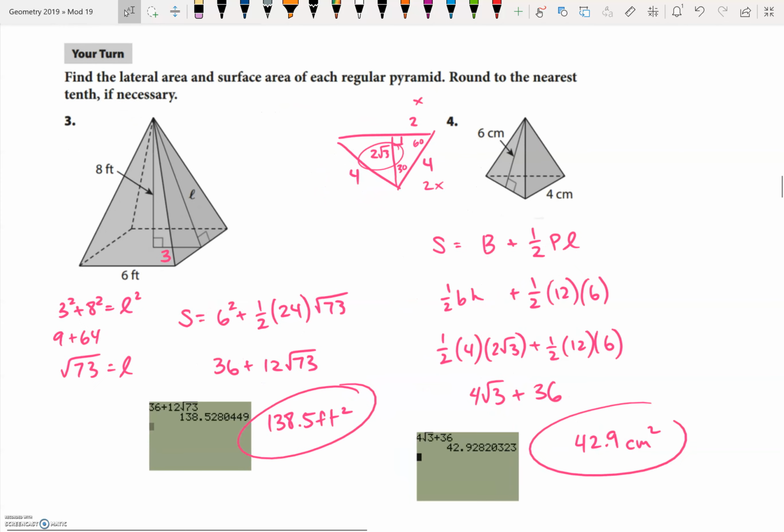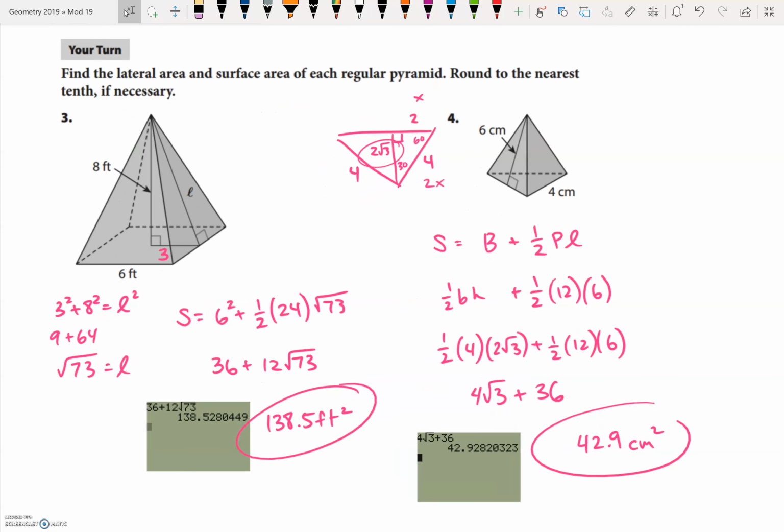All right, so we'll go over number 3 first. In order to find L first, you have to do 3 squared plus 8 squared equals L squared. That's why I set that up there. I solved for L, but I didn't write down the rounded answer because I wanted to round at the very end.